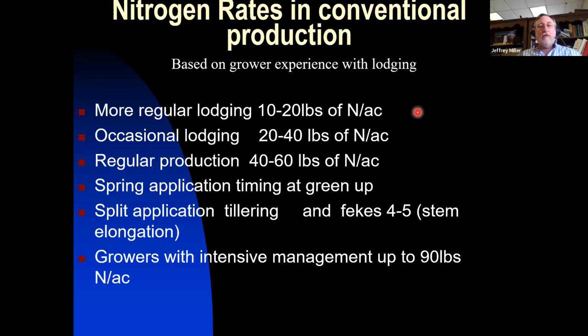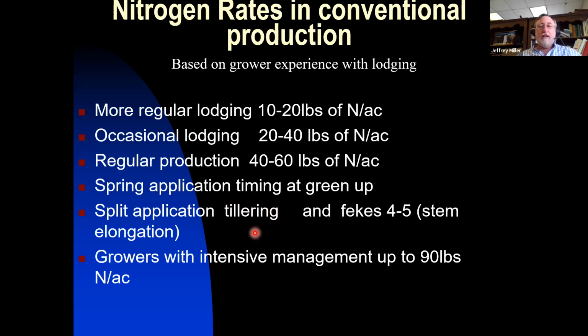So if in your fields you experience lodging on a regular basis, then maybe you want to reduce your nitrogen application to 10 to 20 pounds per acre. If it's occasional lodging, 20 to 40 pounds of nitrogen per acre. If you don't really experience lodging, 40 to 60 pounds of nitrogen per acre. Basically, a little bit applied at planting and the rest applied at green up.